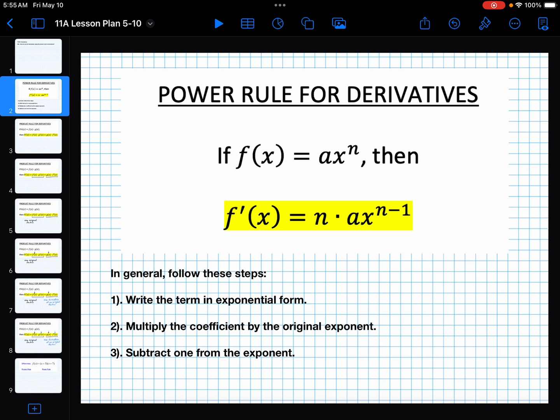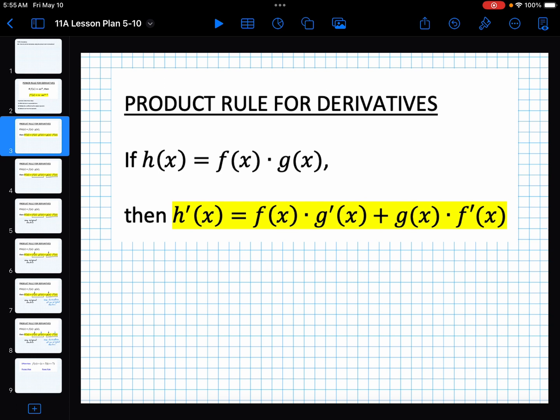We're still going to need the power rule as we're working through and using the product rule as we differentiate or find the derivative of individual terms. So here's the product rule. The product rule takes a product of two or more, but we'll start with two, functions or factors. In this case, the two factors are f of x and g of x.